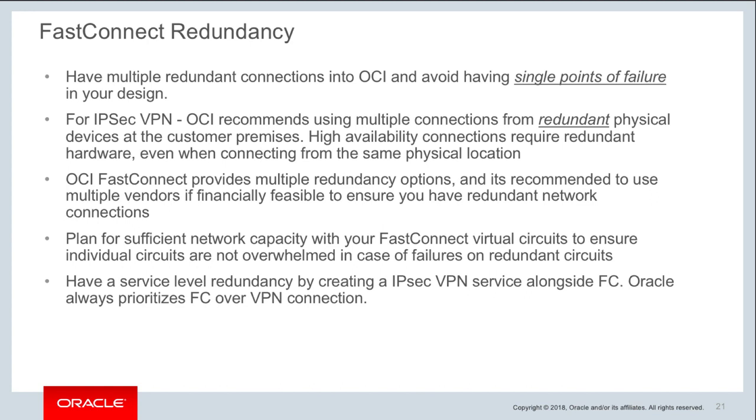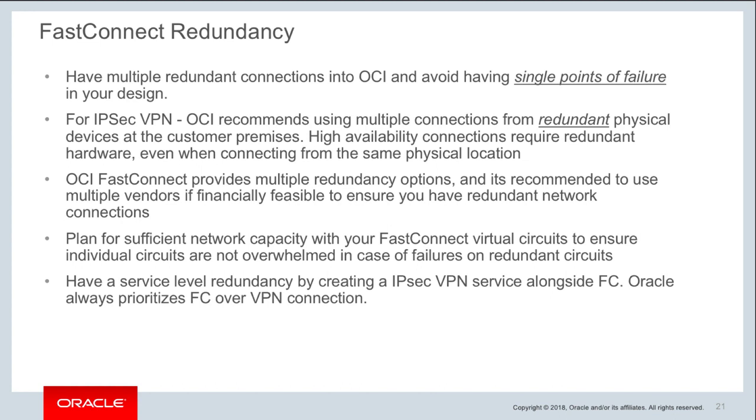FastConnect and IPsec are two different services, and you can also have a service level kind of redundancy when you are connecting into OCI. So you can have a dedicated private connection using FastConnect, and that can be your primary connection. And you can also have a backup IPsec VPN connection. So in case there is an issue with the FastConnect service per se, and your FastConnect service is unavailable, you have a backup IPsec connection that allows you to connect in a secure, authenticated, encrypted way with Oracle Cloud Infrastructure, and you can use that service.